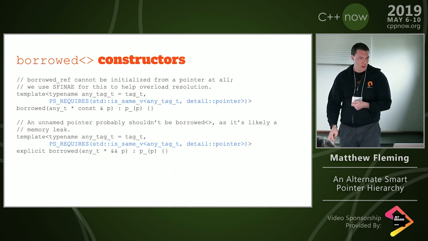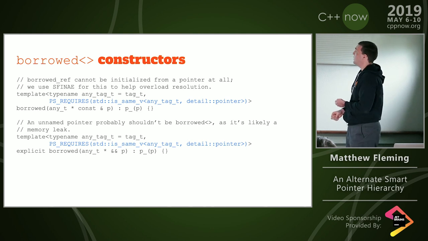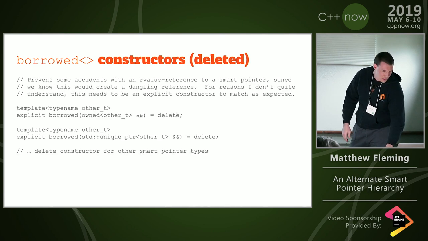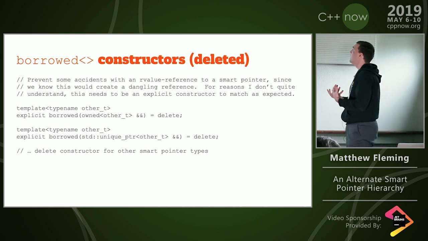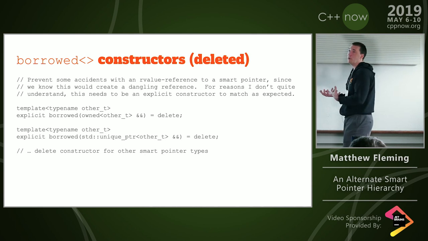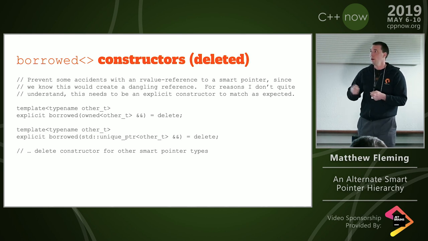Similarly for borrowed, I can take raw pointers. It is probably a bug to take a borrowed of an R value pointer, because now I've got a memory leak again, but you can do it explicitly if you really want to. Parameter has some kind of similar ones. I should not make a borrowed from a parameter because they mean different things. I don't expect some of this to be super exciting. I want it to be here for completeness. I want to make it impossible to make a borrowed from an R value smart pointer, because I'm saying std move this thing somewhere else, and I'm actually not taking ownership of it anymore. I'm taking a shallow view of it, and that's probably going to cause a lifetime issue.